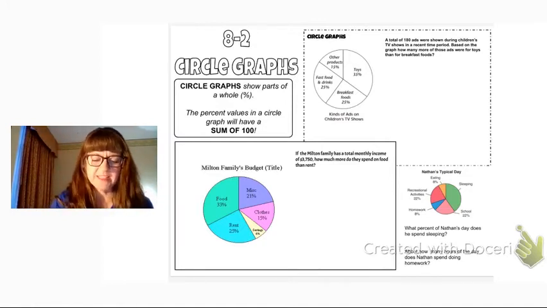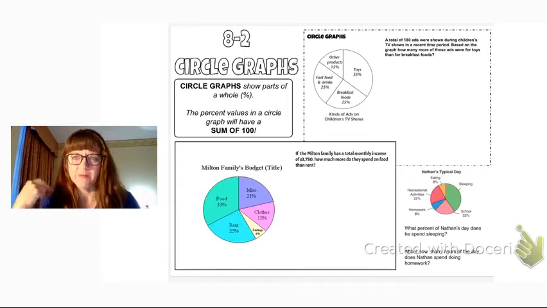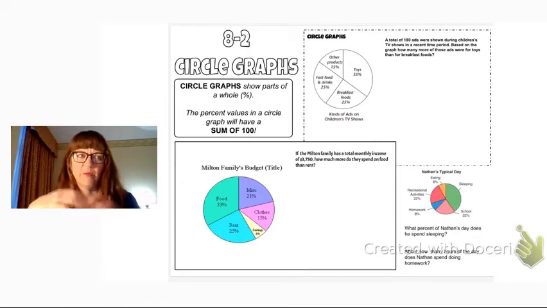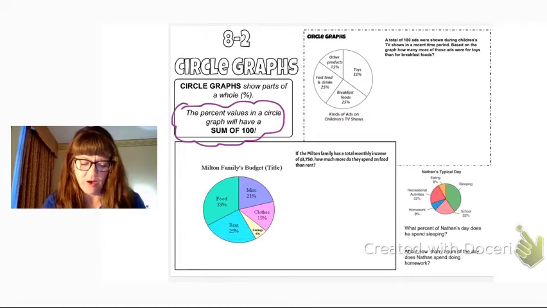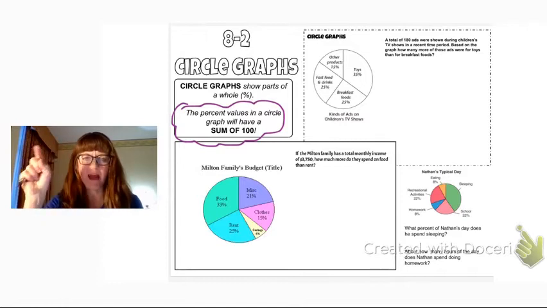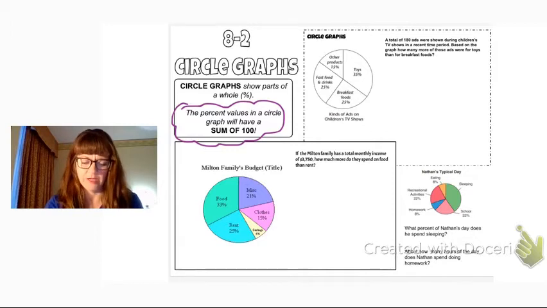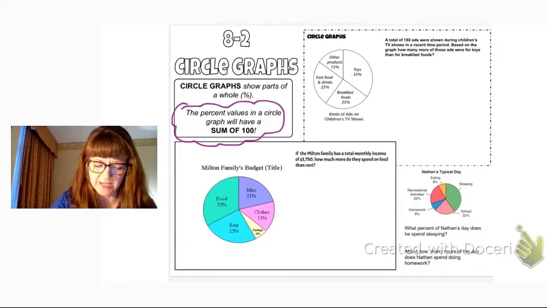Because circle graphs show how parts are related to wholes, they show that as percents. It's easy to look at a circle and recognize where 50% is and where 25% is, because we know what half the circle looks like and what a fourth of the circle looks like. One important thing to remember is that the percent values in a circle graph will always have a sum of 100, because 100% means the whole thing. If you add up the percents from each section, they should always add up to 100. Okay, let's jump in and look at our first example.